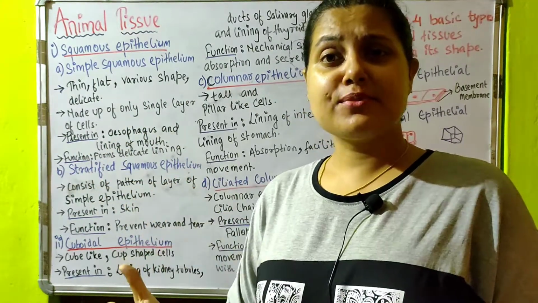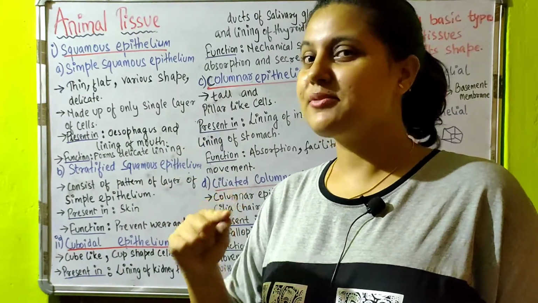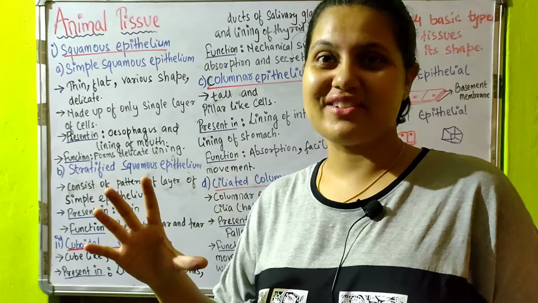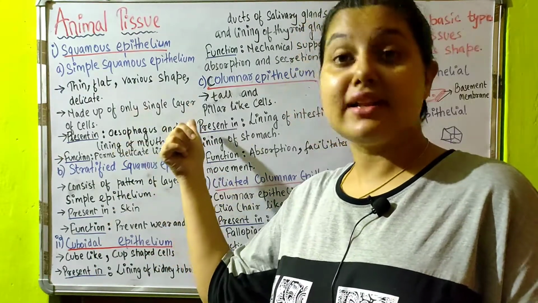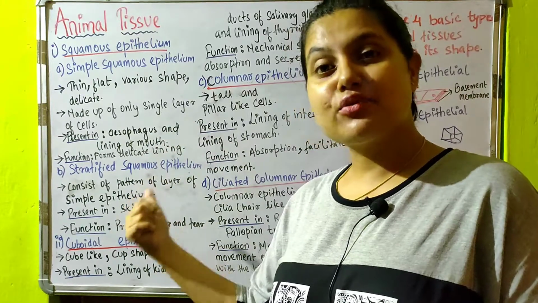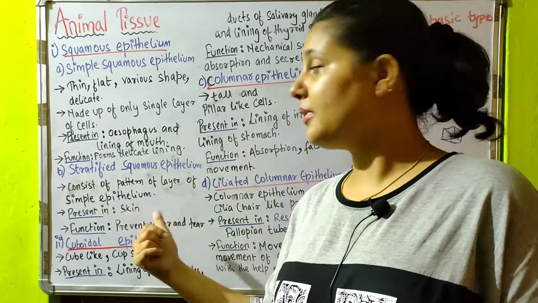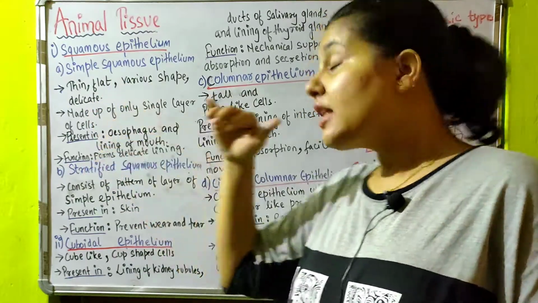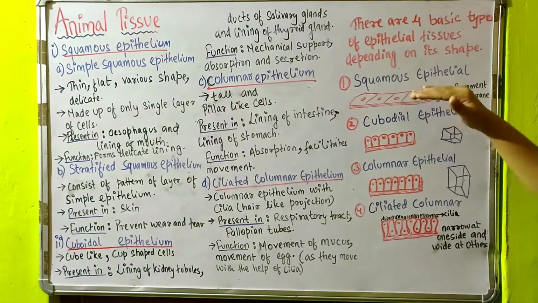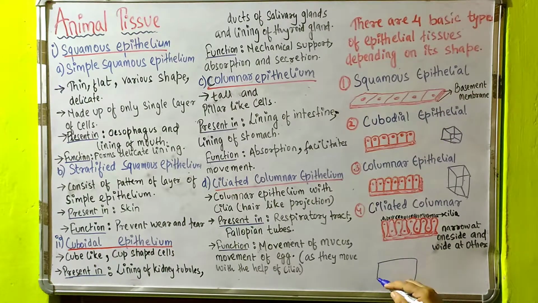Now what is the difference between them? There is a slight difference, but that slight difference is making a wide difference again. Simple squamous epithelium is made up of a single layer of cells, and stratified squamous epithelium is made up of multiple layers of simple squamous epithelium. That means if this is a simple squamous epithelium, the layers of simple squamous epithelium make a stratified squamous epithelium. You see there are layers of cells.